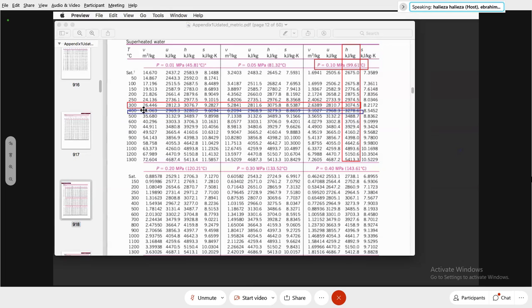Let's drag it up higher. Okay, so what's the enthalpy? If you look at 400 degrees C, the enthalpy is, what is it? 3278.6, isn't it? Yes.